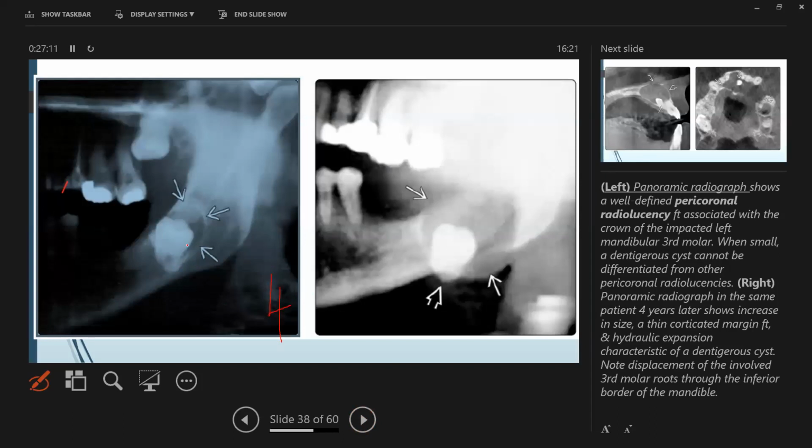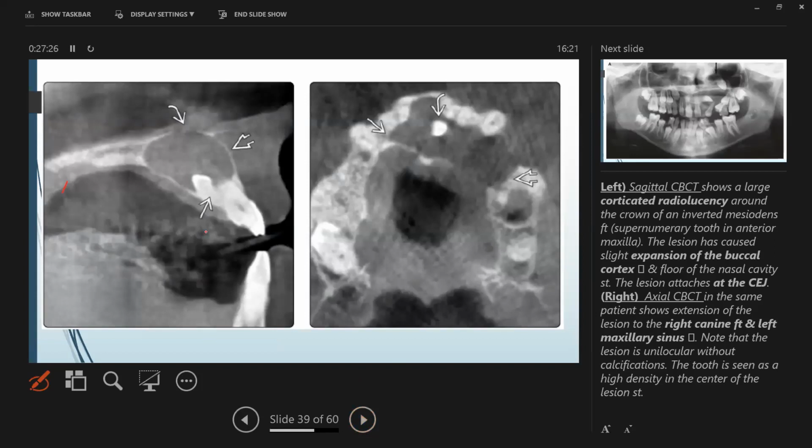You can see here, this was the initial incidental finding, and the patient didn't undergo any treatment. Then after 4 years, you can see how the lesion has expanded and reached this size. And here there's an inverted mesiodens, and you can see how the buccal and palatal cortical plates are expanded, and how the lesion is infiltrating into the adjacent tooth as well as the maxillary sinus. This one is the sagittal CBCT, and this one is the axial slice.